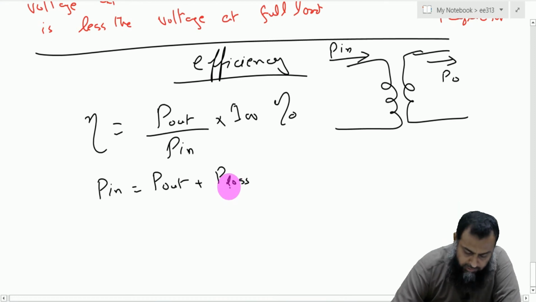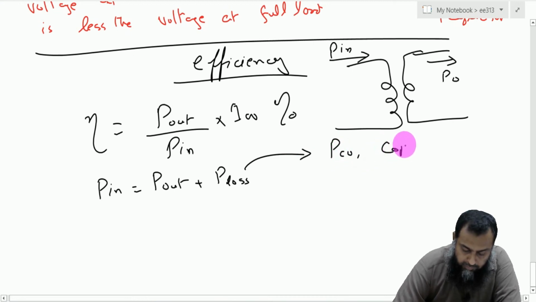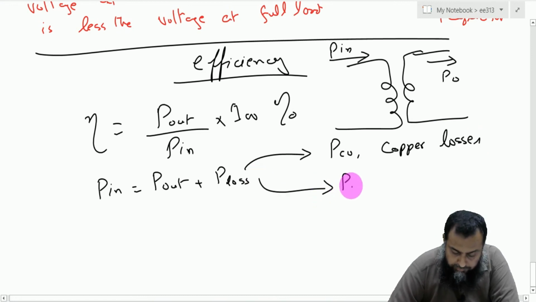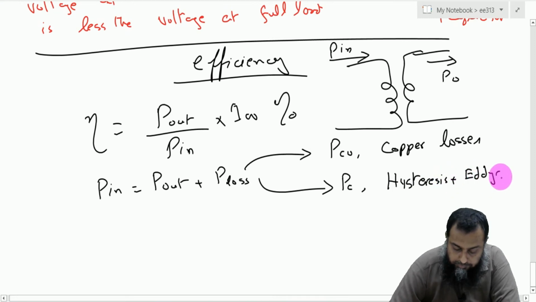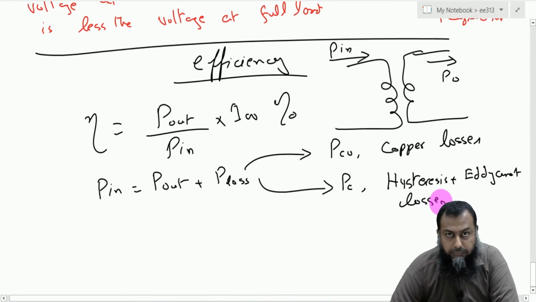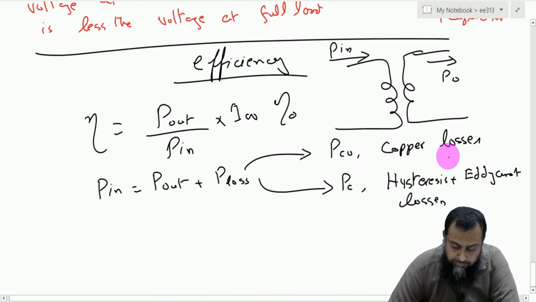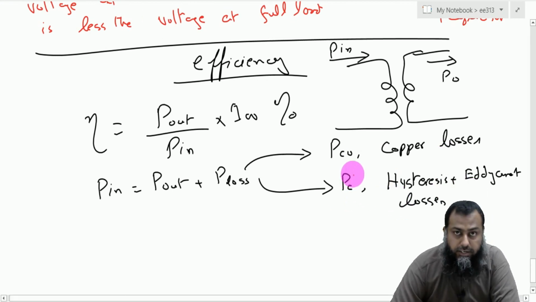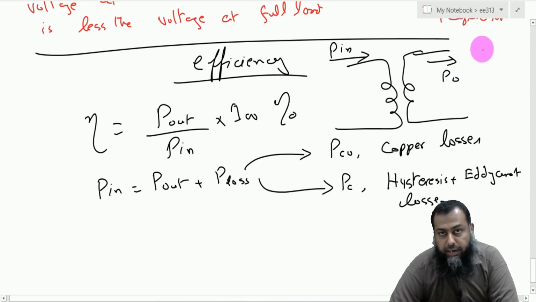And what are these losses? These losses are the copper losses, right, that are obtained by the short circuit test. And then we have the core losses, which account for the hysteresis and the eddy current losses, right? So we have two types of losses in a given transformer. One is the core losses, another one is the copper losses. Among them, the copper loss is dependent on the amount of current that flows through the winding.